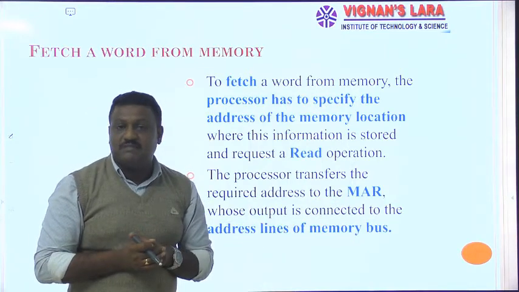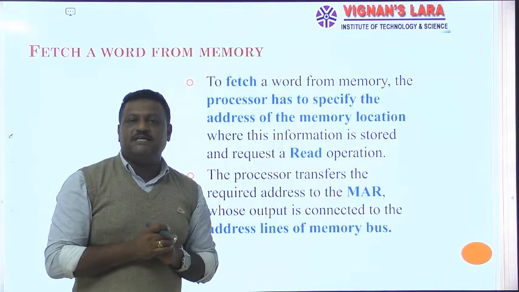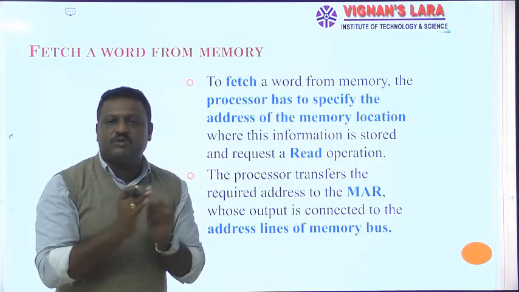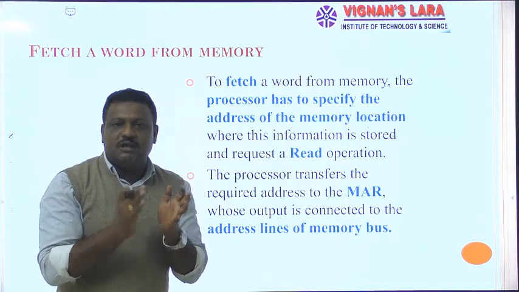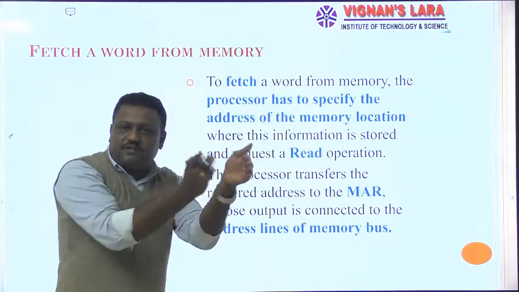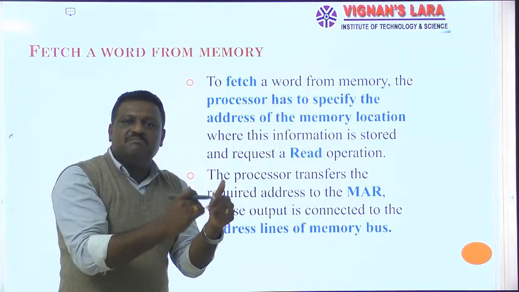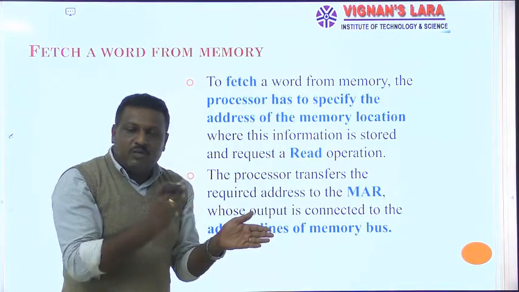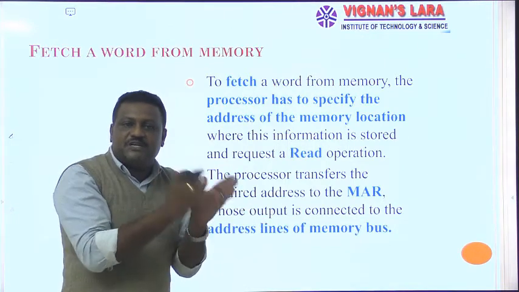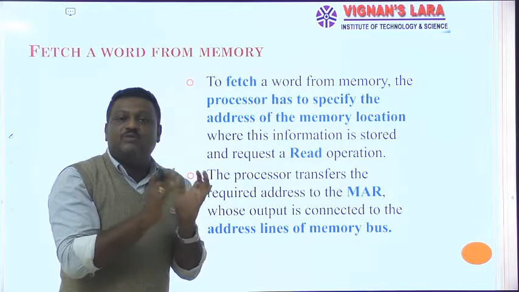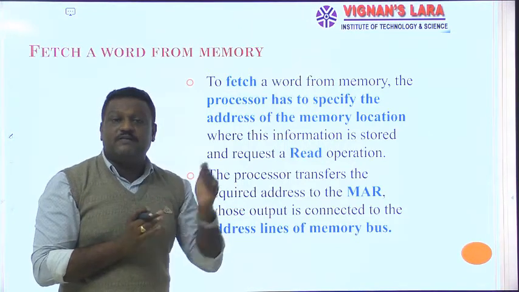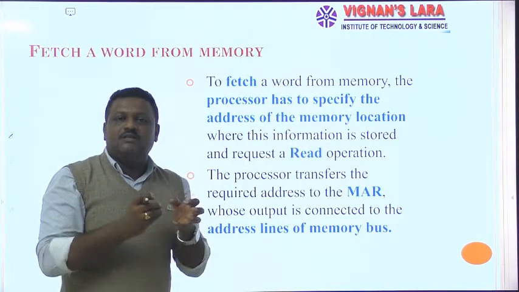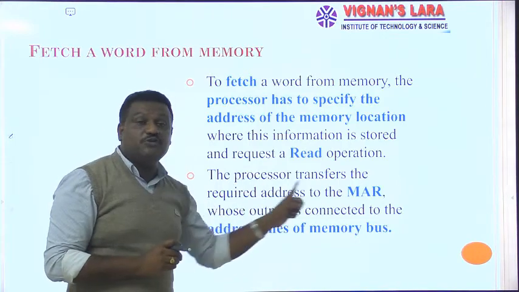The processor transfers the required address to the MAR, whose output is connected to the address lines of the memory bus. The meaning of this statement is, if I want to read something from a memory location, I know which location I am going to read. So in that process, the address generated by my CPU is first transferred to MAR. MAR is the memory address register. I think everyone is aware of the functionality of MAR. Once again I repeat it, MAR always holds the address of the memory location which is communicating with the CPU. So that's why the CPU generated address is first transferred to MAR.